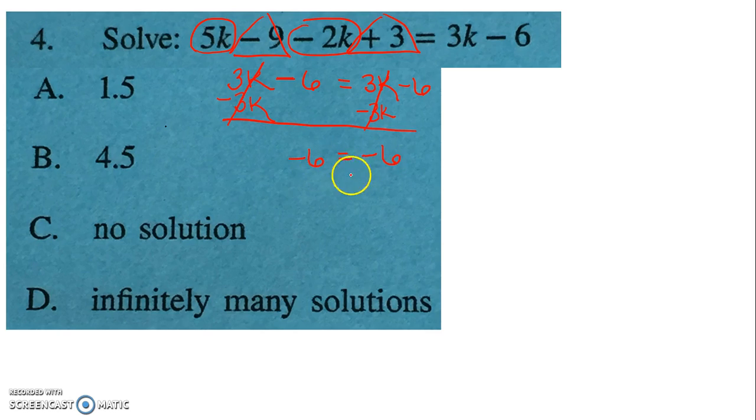What do you notice about that? Did negative 6 equal negative 6 yesterday? Well, it sure did. Was negative 6 the exact same number as negative 6 today? Oh, it is. And will negative 6 be equal to negative 6 tomorrow? Oh, yes, they will. So we've come up with a true statement. When you come up with a true statement that always will be true, it means no matter what number I shove in place of k, there will be infinitely many solutions. Some like to say all real numbers will work in this equation. So hopefully that helps with that one.